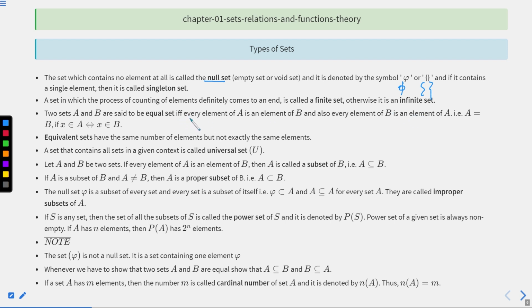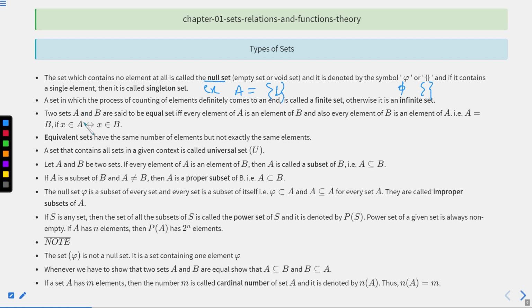So what is a null set? A null set is a set in which there are no elements at all, right? And what is a singleton set? A singleton set means the set contains only one element. For example, we have a set in which there is only one element, 1, suppose. Then this set A is called a singleton set.